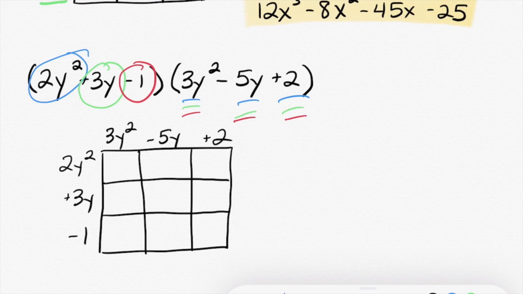All right, walk me through this one. The 3y squared times 2y squared would be 6y to the fourth power. Good. So Maddie wants to multiply the 3y squared first, going straight down. 3y squared times 2y squared, she said, was 6y to the fourth. Well done. And then it would be 9y to the third power. Good. And then it'd be negative 3y to the second power.